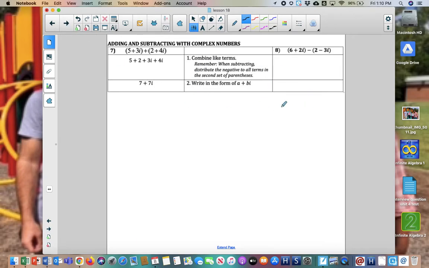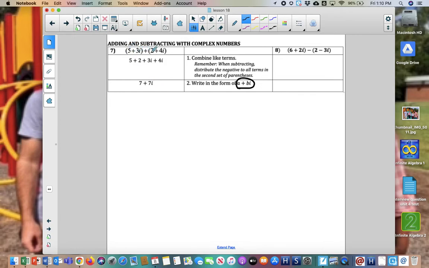So when we're adding and subtracting with complex numbers, it's actually pretty simple. You're just going to combine the like terms, okay? Notice here it says in italics, remember when subtracting, distribute the negative to all the terms in the second set of parentheses. But really, you would do that even if this wasn't an i. So the only thing that's different here is that we're writing it in this format of a plus bi, which means the real part comes first and the imaginary part comes second.